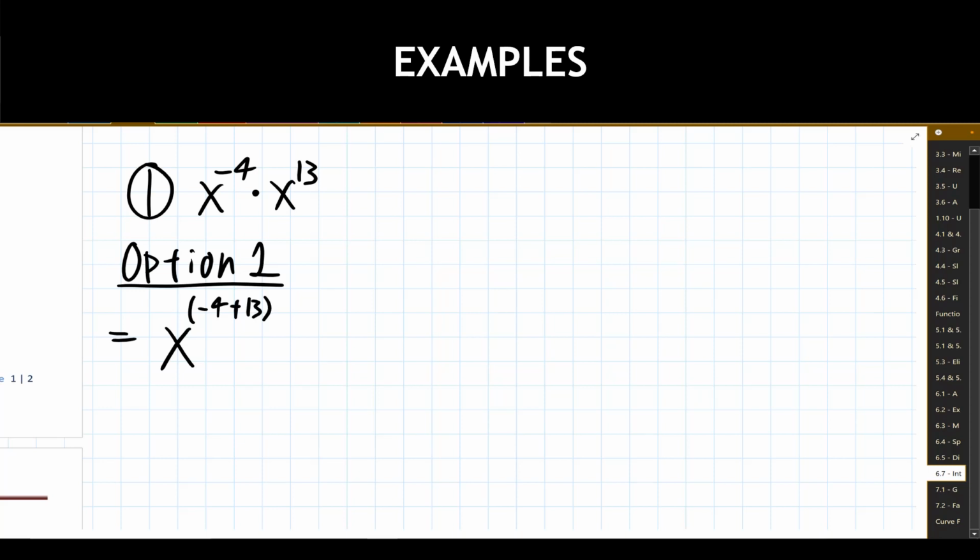So we get x to the negative 4 plus 13 power. Now negative 4 plus 13, that's going to give us 9. So this thing becomes x to the 9th power. And there we have our final answer there. This is one route you could take.